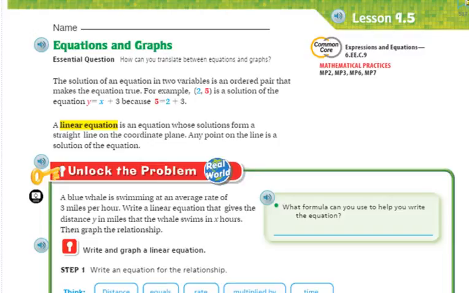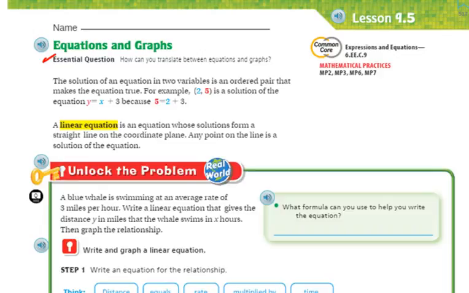Hello students, this is Mr. Damiani and today we're going to be looking at lesson 9.5 located on page 517 of your Go Math workbook. The topic for today's lesson is going to be equations and graphs, the last lesson of chapter 9. It was short and sweet, but we definitely got a lot done. The essential question: how can you translate between equations and graphs? Well, we're going to show you how.